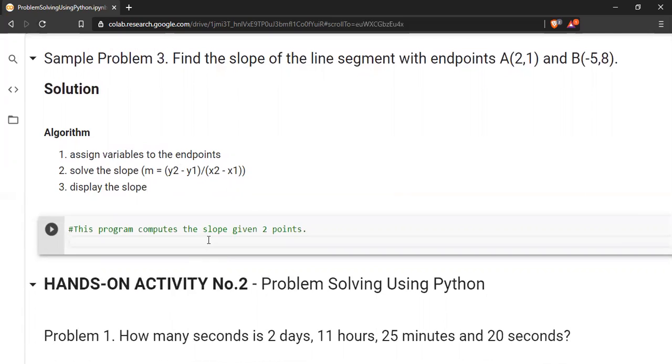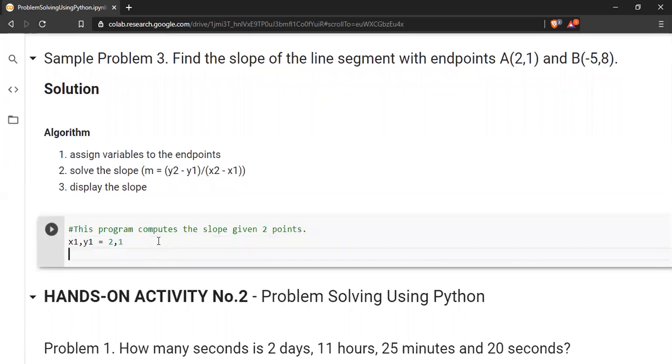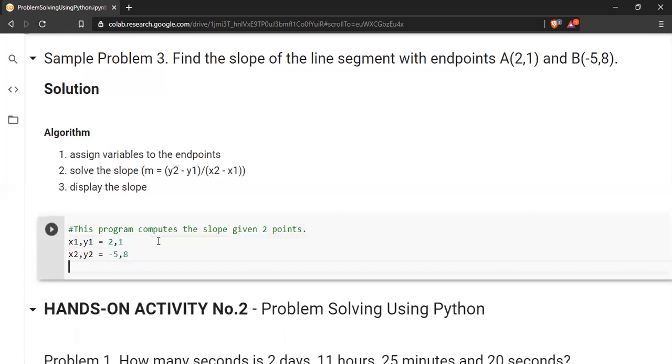So I will show you how to assign variables the easy way. For example, in point A, you can label it x1, y1. That is 2, 1, meaning the first number will be assigned to x1 and the second number, 1, will be assigned to y1. That's how you put variables in Python. For the second endpoint, we can label it x2, y2. Take note of the comma notation. This is -5, 8. That's it for assigning variables to the endpoints.